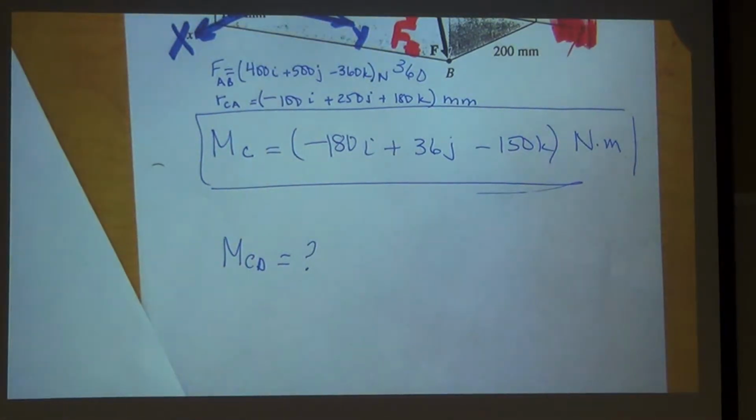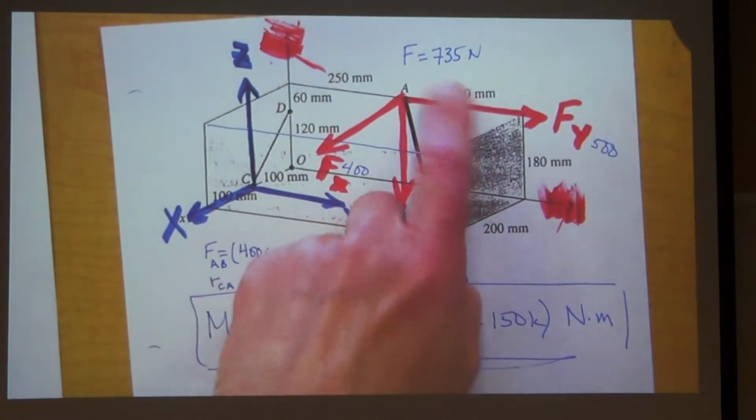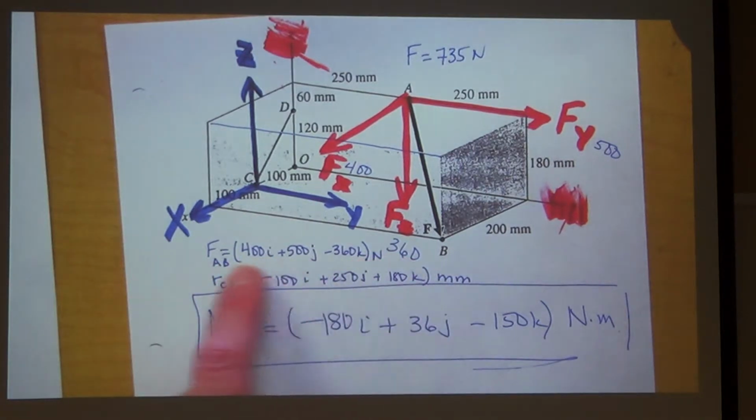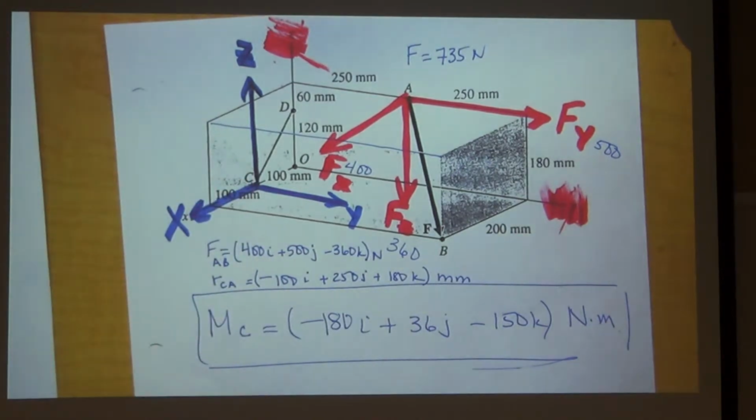On Thursday, we looked at this problem. We had a force at point A, and the force was 735 newtons, and we found the components of the force. Then we looked at finding the moment about point C. We solved for the moment about point C in two different ways, one using the right-hand rule and one using vectors. Now I want you to talk to the person next to you and figure out how you would find the moment about line CD.